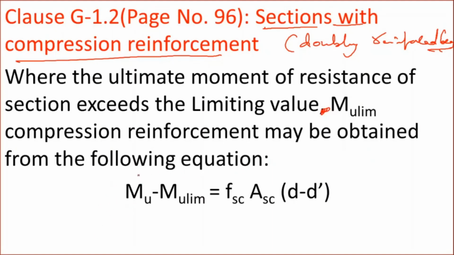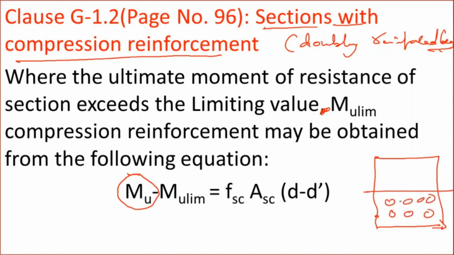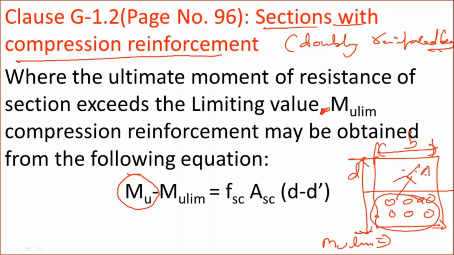Now the moment of resistance you require for a section is Mu. For a given section, irrespective of the percentage of reinforcement you provide, Mu limit value will be the same. I mean, for the given dimension, for the given grade of concrete and grade of steel, irrespective of the percentage of Ast, Mu limit value is constant. Now for the given section you require the moment of resistance Mu, but the Mu limit value is less than that.